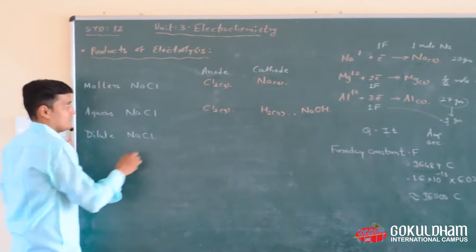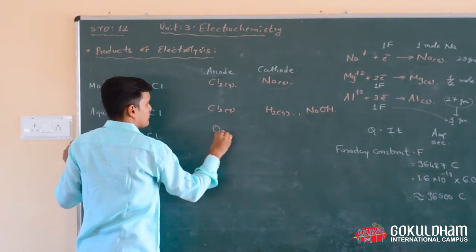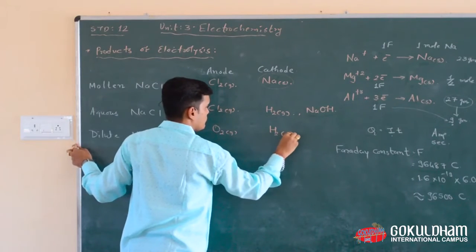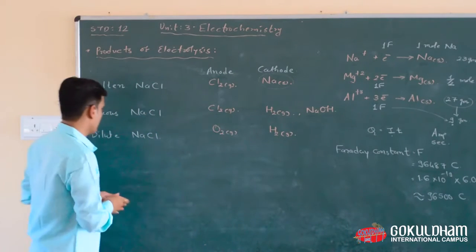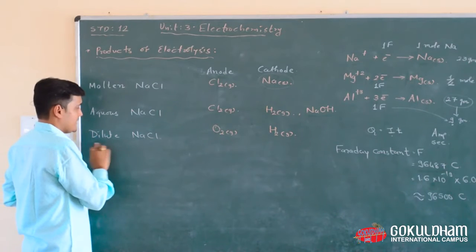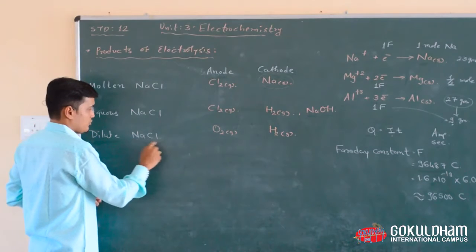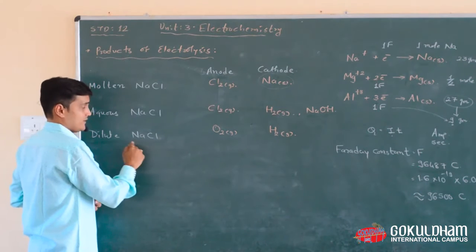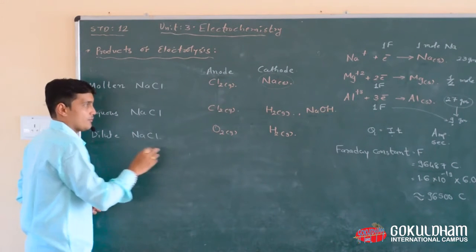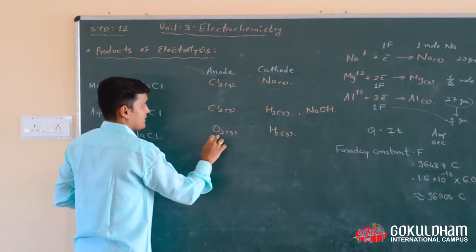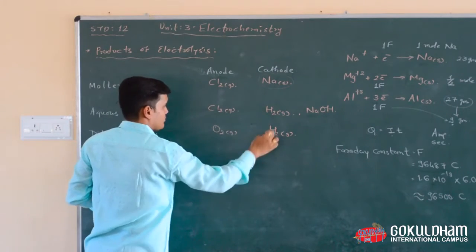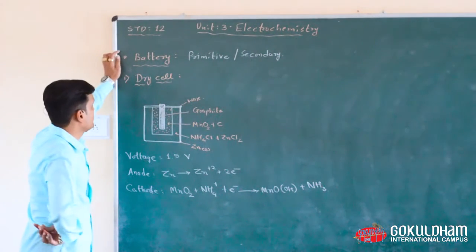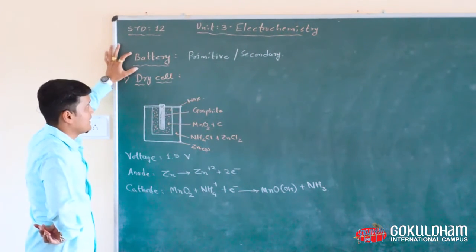In dilute NaCl, the product on the anode side is O2 gas and on the cathode side is H2 gas. When the word is dilute, there is no need to consider the electrolyte. Whether NaCl, CuCl2, or Na2SO4, the products are the same for any electrolyte. On the anode is O2 and on the cathode is H2. Now in the further topic, there is the battery.